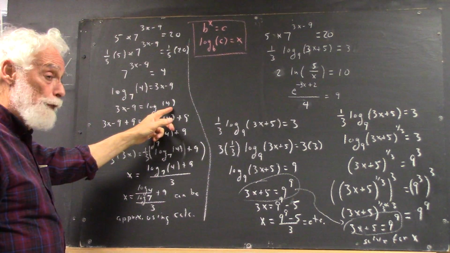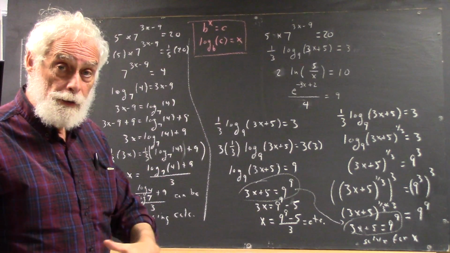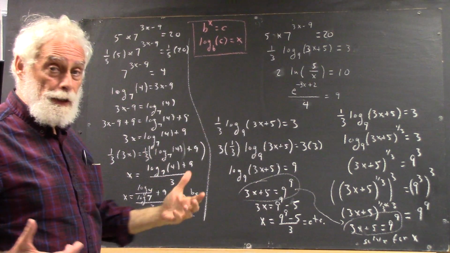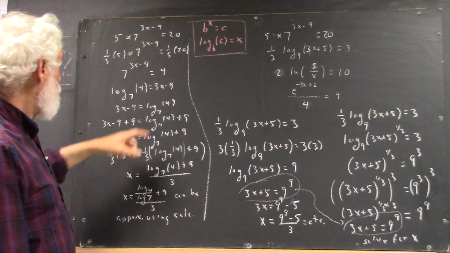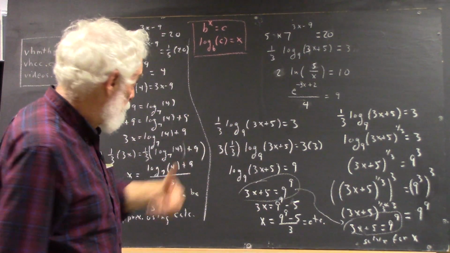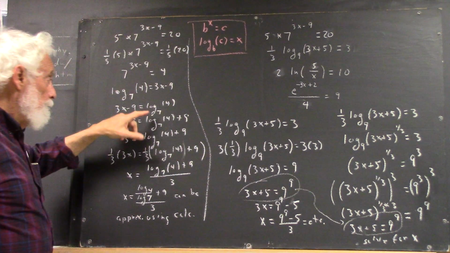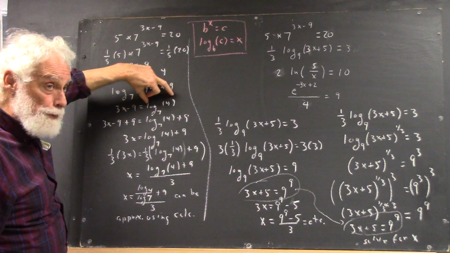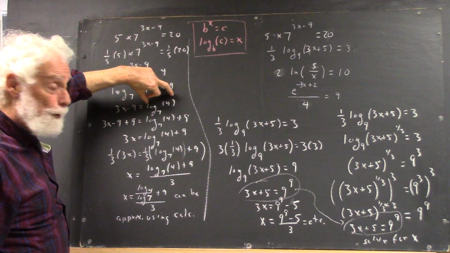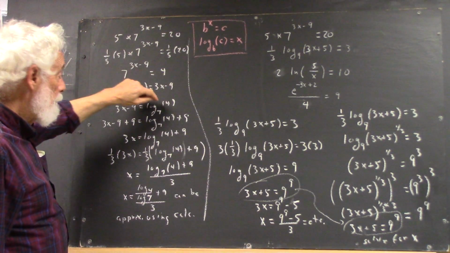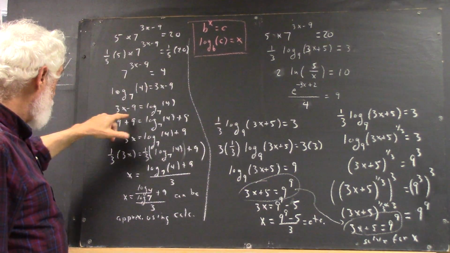Log base 7 of 4 is just a number. You can punch the right buttons on your calculator and find out a decimal approximation, not equivalent, of log base 7 of 4. But we're going to do an exact solution, so we're not going to do that. Even if we don't know what the number is, it is just a number. So we have 3x minus 9 equals some number. How are we going to solve for x?